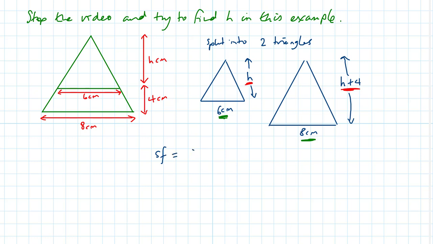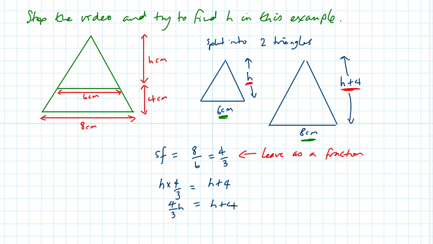So taking the green ones, the big one divided by the small one, 8 over 6, which is 4/3. And it's much more effective if we leave that as a fraction rather than going to 1.333, which would be a nightmare on a calculator. Now using the rules of similarity, we know that h times 4/3 is equal to h plus 4 because they're corresponding sides. So 4/3 of h equals h plus 4.